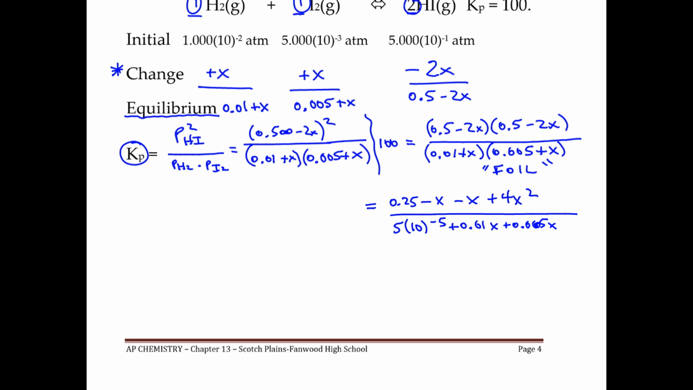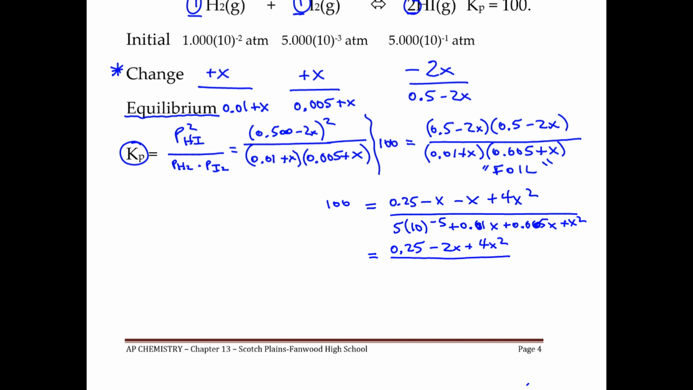And lastly, sorry, these are coming out a little strange. Lastly is the last, and you're going to have x times x. So that's going to be an x squared. And that all equals 100. Okay, so now what you need to do is simplify and combine like terms. So on the numerator, you're going to have 0.25 minus 2x plus 4x squared.